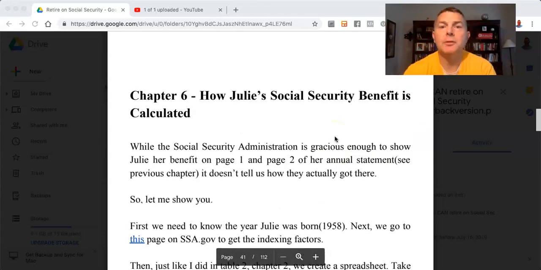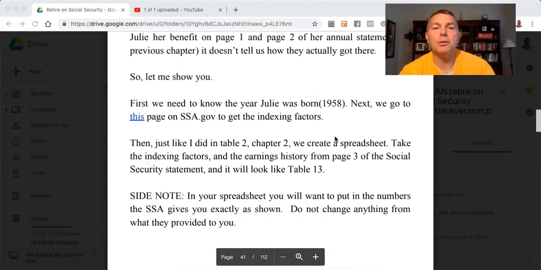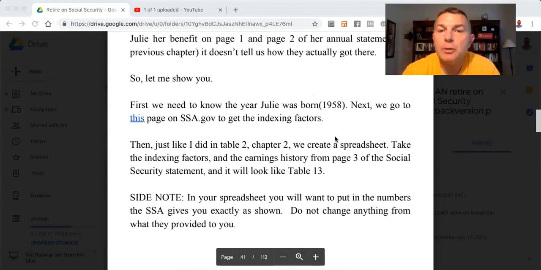Chapter 6, how Julie's Social Security benefit is calculated. While the Social Security Administration is gracious enough to show Julie her benefit on page 1 and page 2 of her annual statement, see the previous chapter, it doesn't tell us how they actually got there. So let me show you. First, we need to know the year Julie was born, 1958. Next, we go to this page on socialsecurity.gov to get the indexing factors.